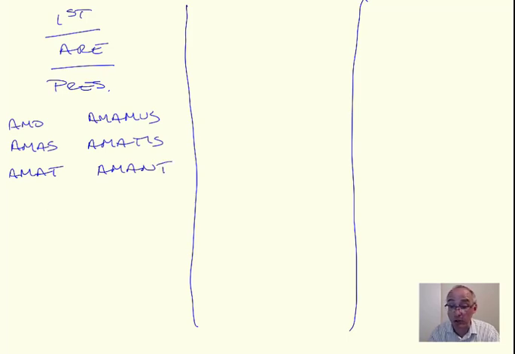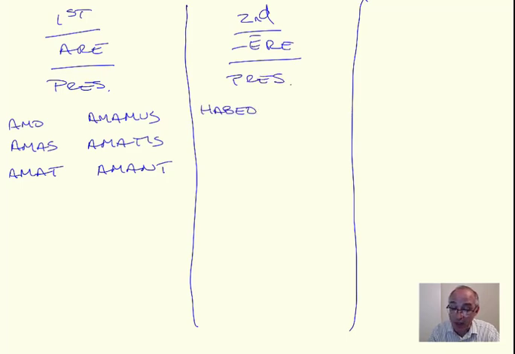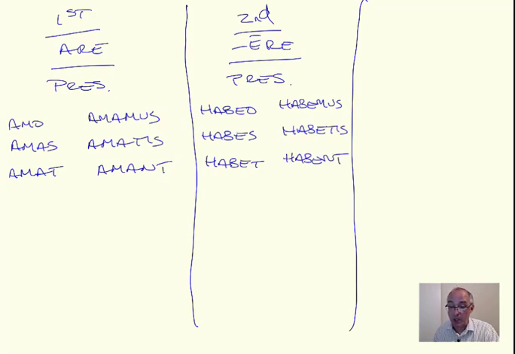Great, this should be old news to you guys. Second conjugation, long -ere, the present tense. What do you want to use? Habeo, habes, habet, habemus, habetis, habent. Notice the first conjugation has A's all the way through. Second conjugation has E's. What do you think the third conjugation is going to have?